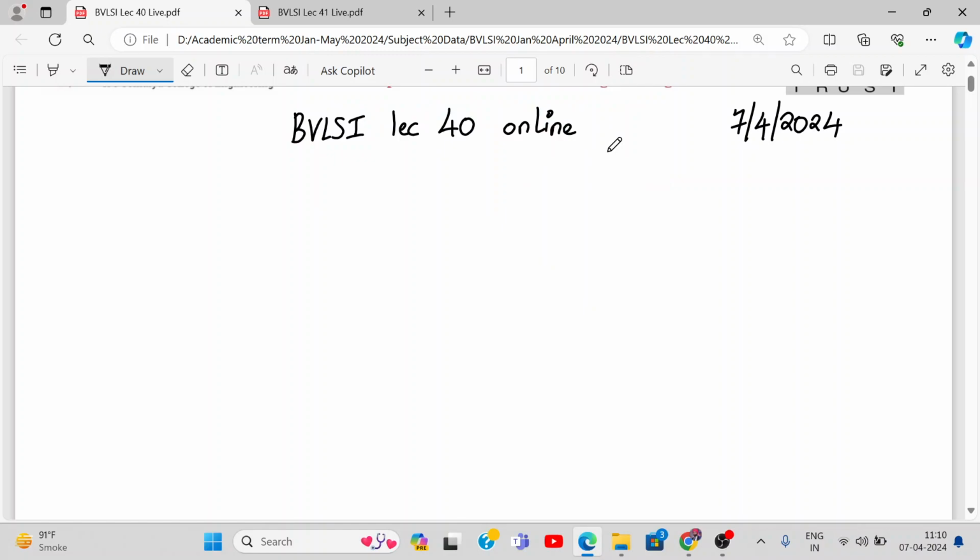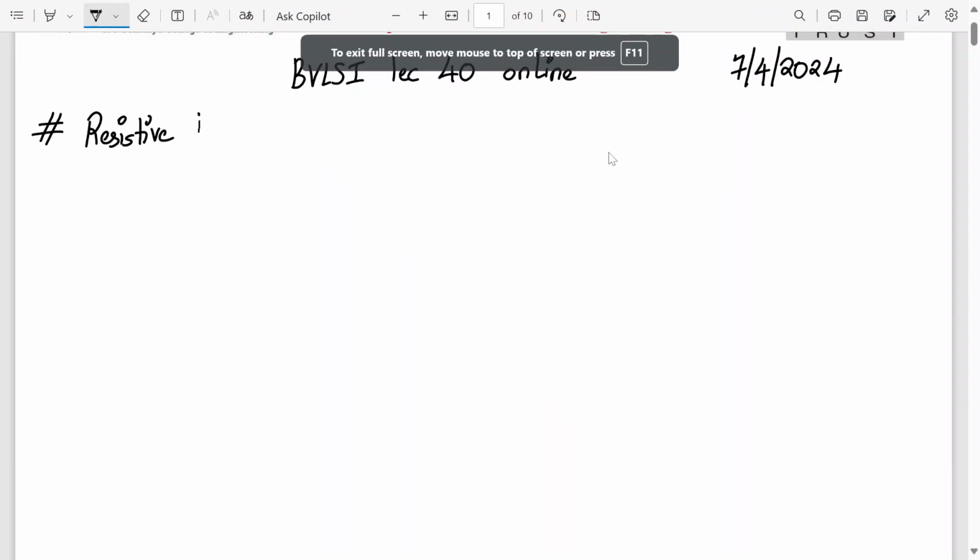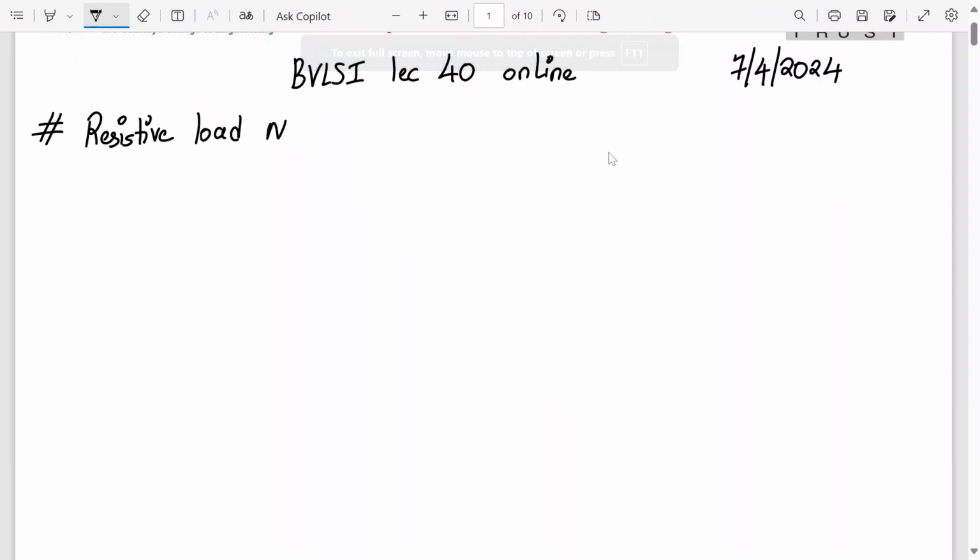So hello everyone, welcome to BVLSI lecture number 40, and today we are going to continue our discussion on resistive load NMOS inverter. So let's draw the diagram for resistive load NMOS inverter and its VTC curve. Alright, so first we'll draw its circuit diagram.